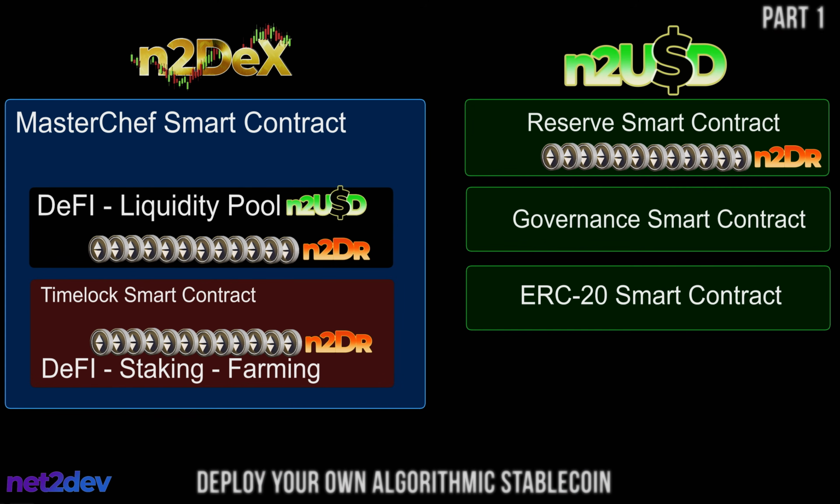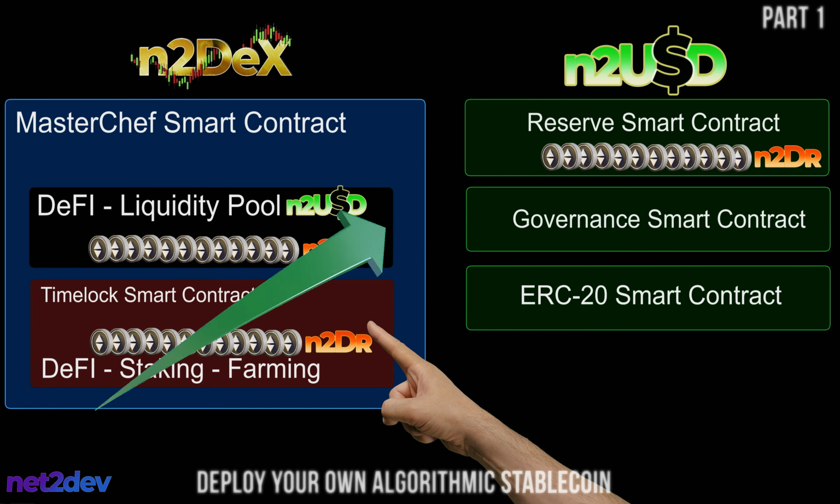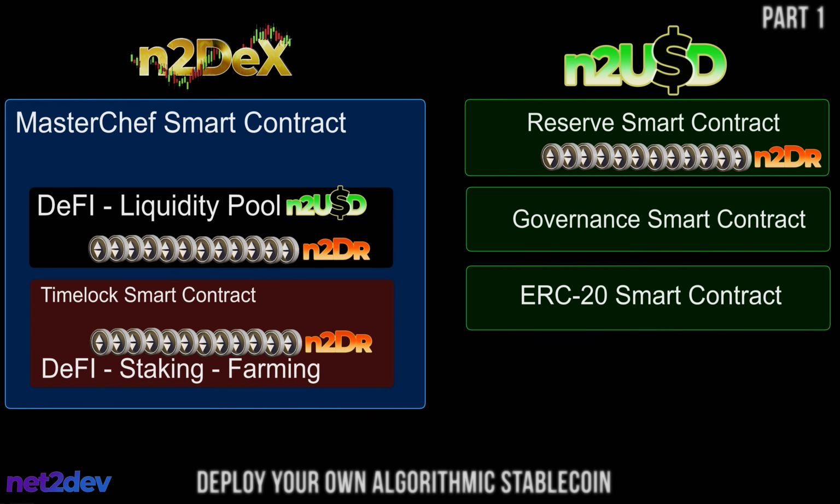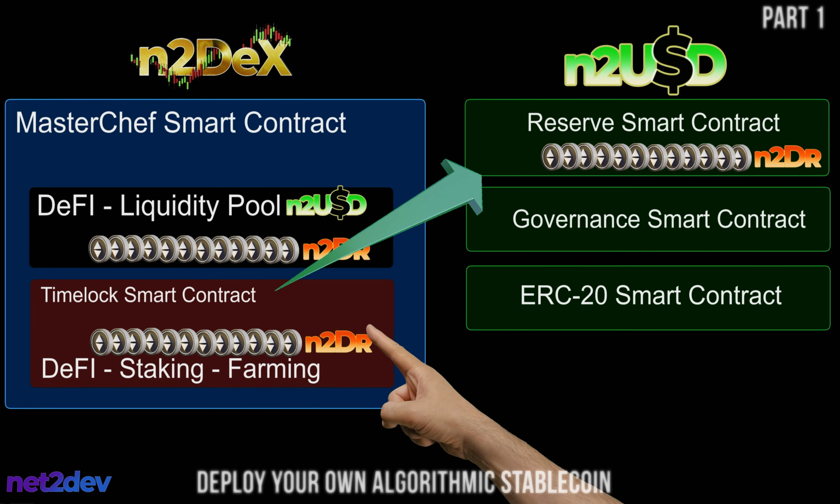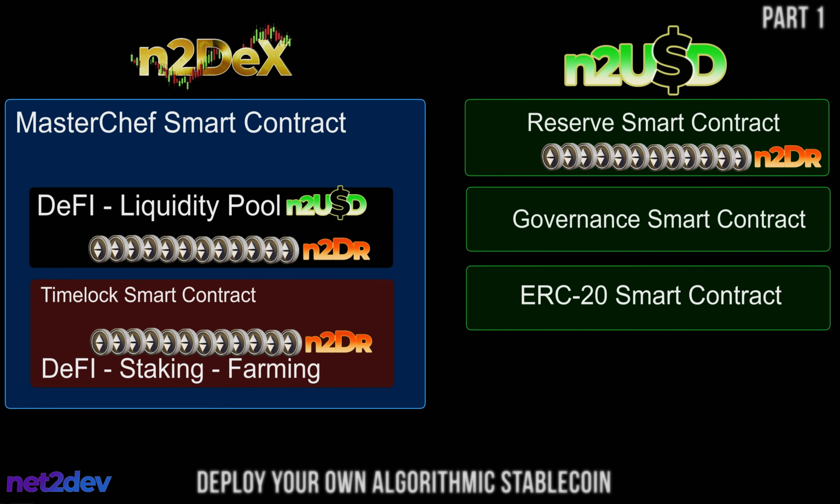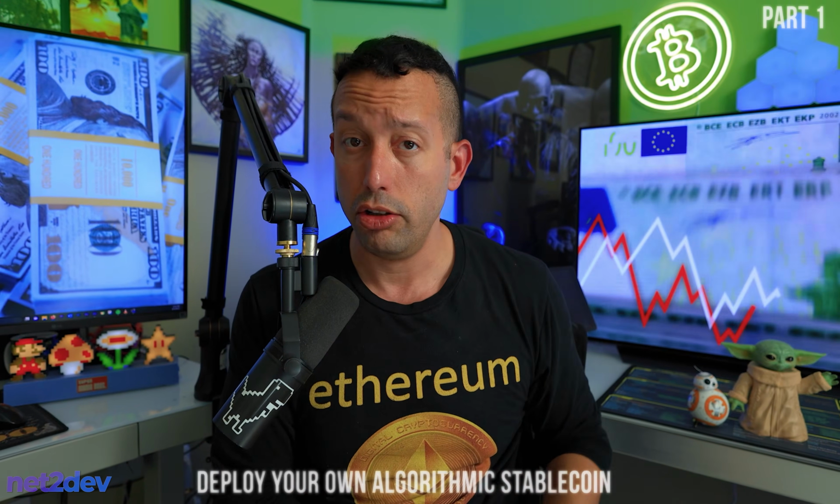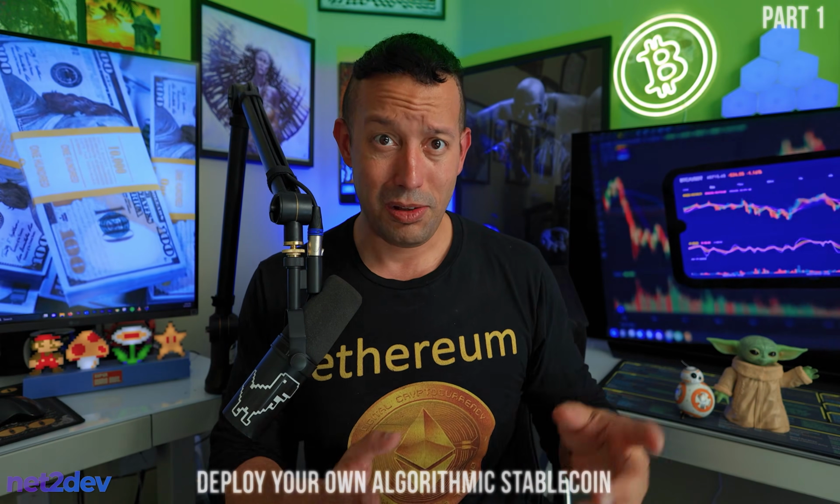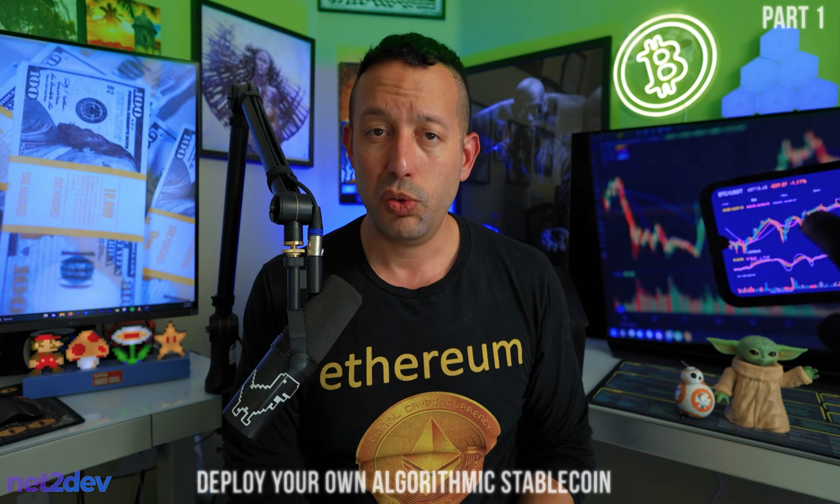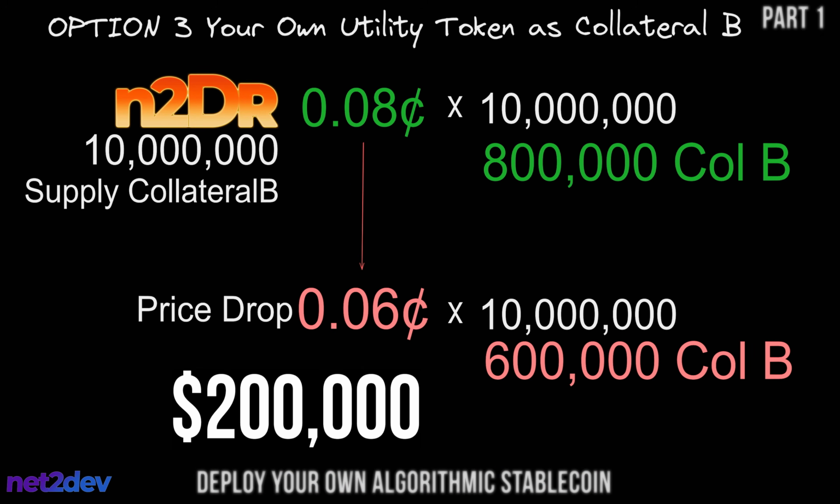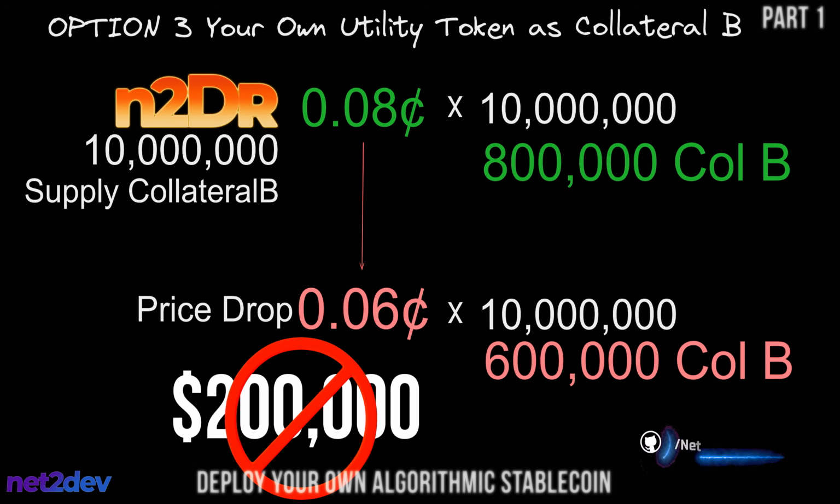If I want to provide additional liquidity for the stablecoin, I can deposit N to the R tokens onto the governance smart contract and decide if I want to burn, okay? Or I want to use that to deposit onto the reserve. I can do that as well, okay? But not necessarily. So check this out. Now the price of the N to the R token went down by 2 cents. So now it's worth 0.06, okay? That means we lost $200,000 in the collateral that is backing the value, okay?